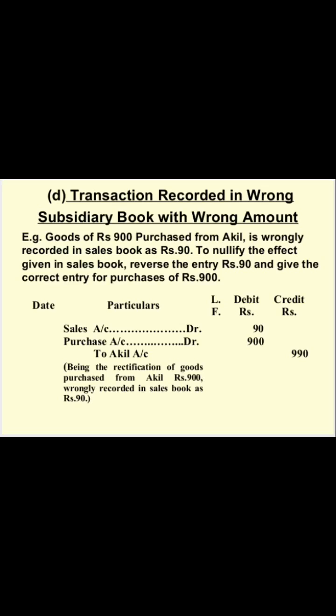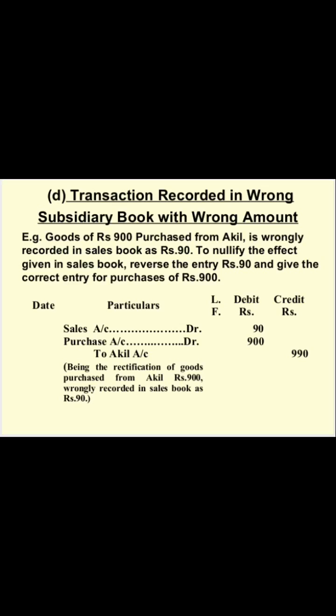So in an example of the purchase of goods of rupees 900 from Akhil is wrongly recorded in sales book. That means it should be recorded in purchase book, but it is wrongly recorded in sales book as rupees 90. That means the amount is also wrong as well as the account is also wrong. To nullify the effect given in sales book, reverse the entry of rupees 90 and give the correct entry for purchase of 900 rupees. So the correct entry is to be purchase account debit to Akhil account.